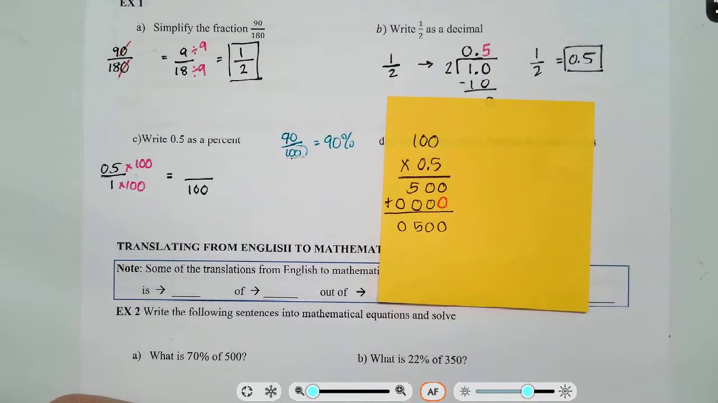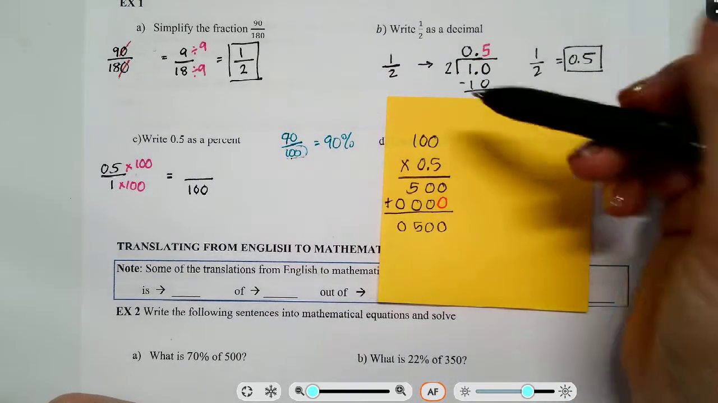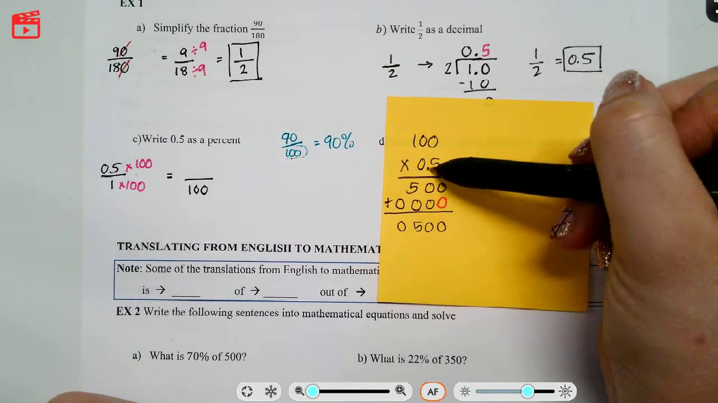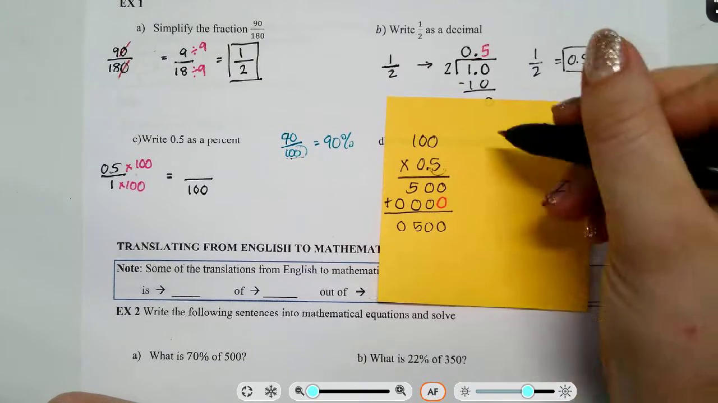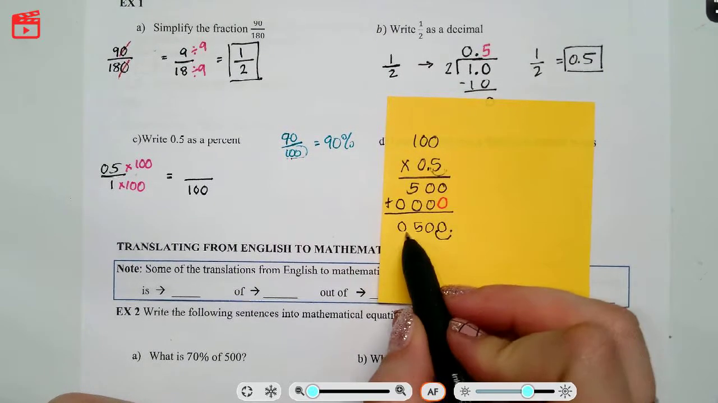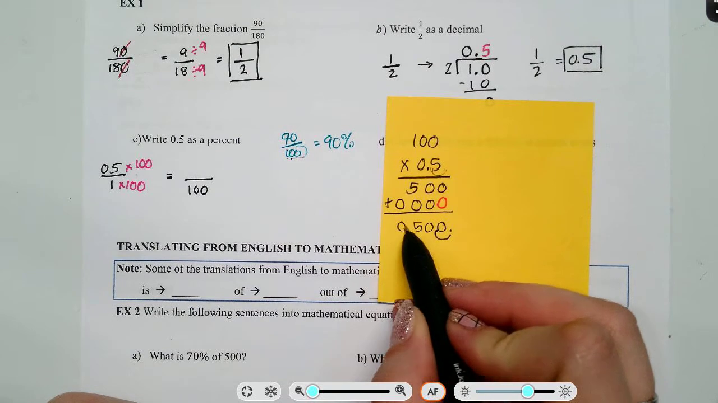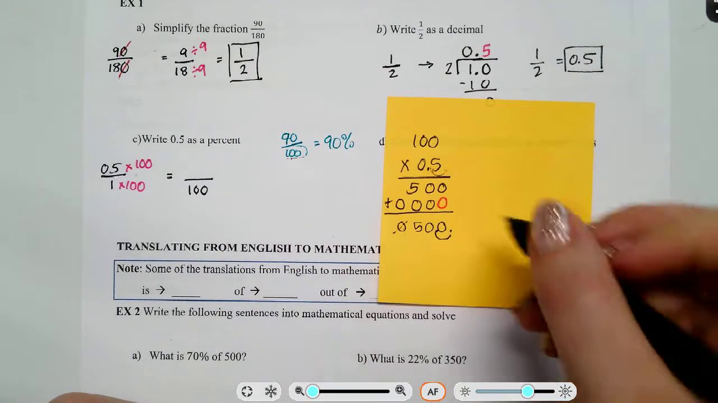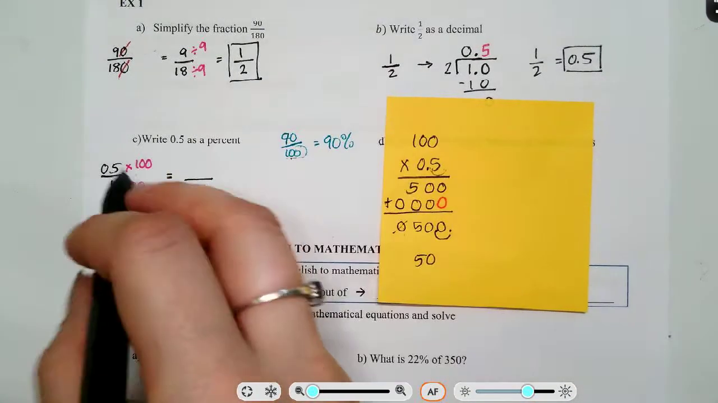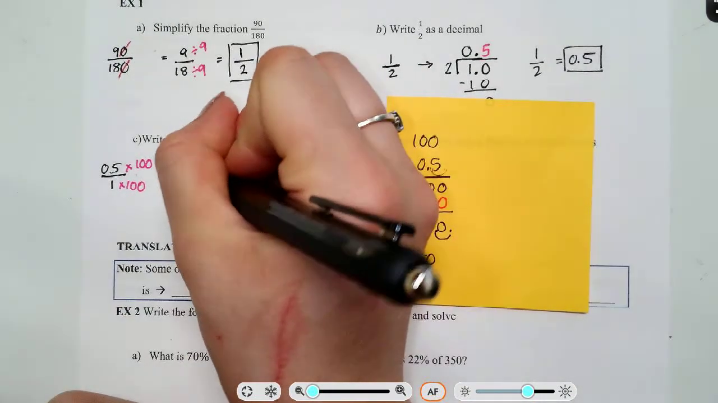So the question is, how many decimals do we need to move? Well, remember, we're just going to go up and check these. How many decimals do you see? I just see 1. So we're going to move our decimal once. And we would not write that 0 there in front of our number, so we can go ahead and just cross that out. So our answer is going to be 50. So on the top, 0.5 times 100 is 50.